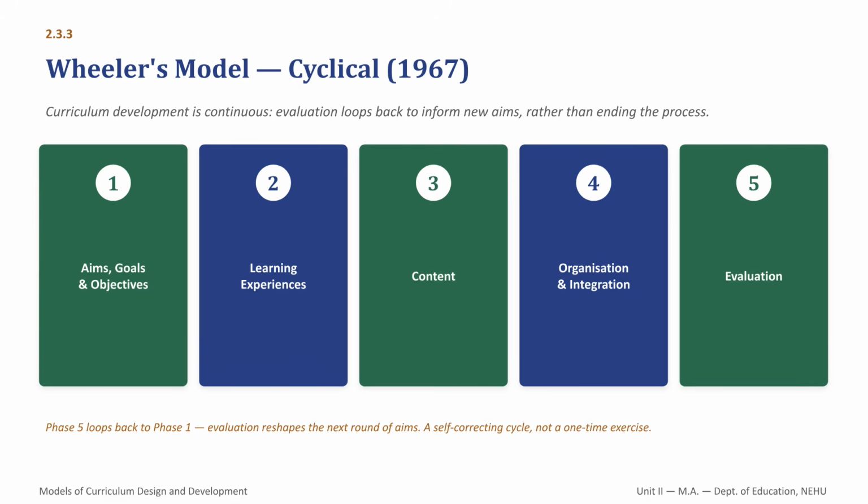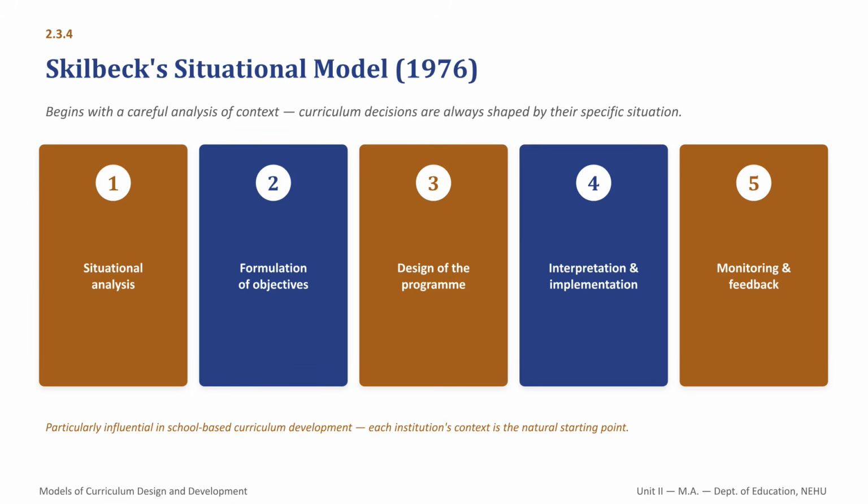Wheeler's 1967 model introduced a cyclical approach. Unlike linear models, evaluation in Wheeler's design loops back to inform new aims, making the process a self-correcting cycle rather than a final event. Skilbeck's 1976 situational model is highly influential in school-based development.